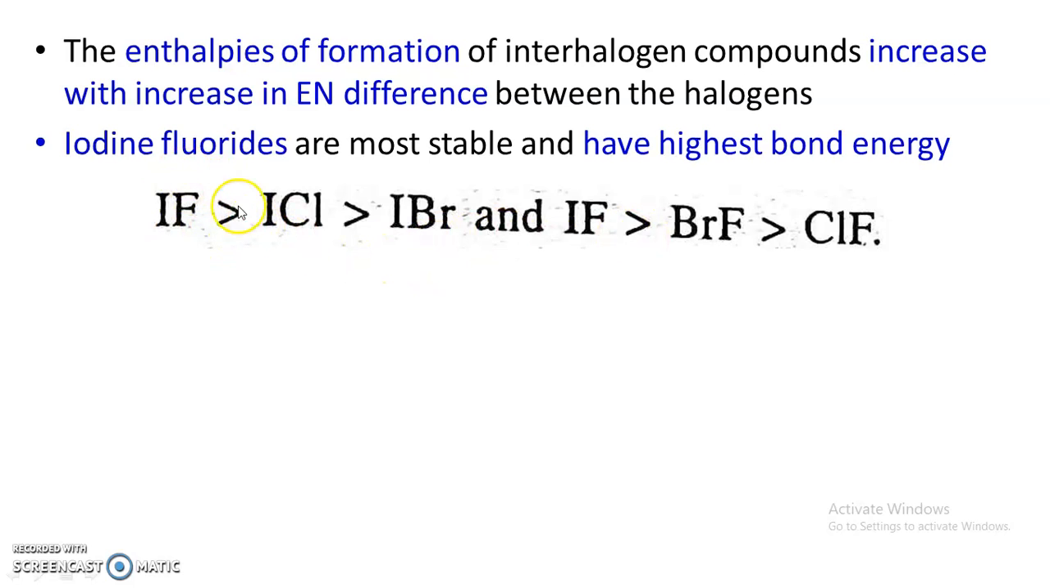Consider this order. Iodine monofluoride is more stable than iodine monochloride, which is more stable than iodine monobromide. So here the electronegativity difference decreases and therefore stability also decreases. Even as compared to chlorine monofluoride and bromine monofluoride, iodine monofluoride is more stable and stability decreases in the order iodine fluoride, then bromine fluoride and chlorine fluoride.